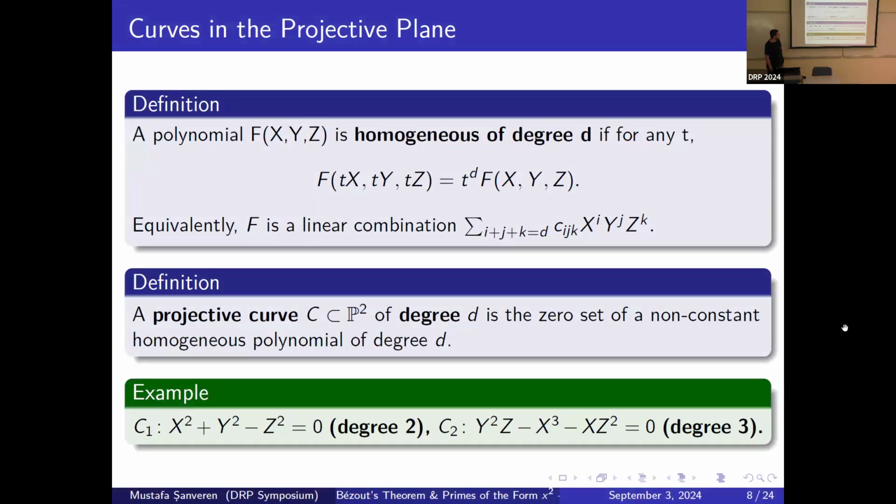And a polynomial f is called homogeneous of degree d if it satisfies this equality for any t. Equivalently, f is a linear combination of monomials of degree d, and a projective curve C of degree d is the zero set of a non-constant homogeneous polynomial of degree d. And here's another example. This curve C1 has degree 2 and C2 has degree 3.